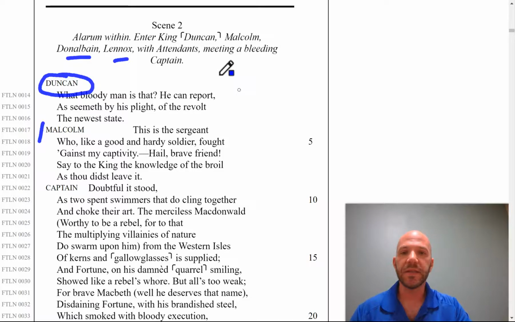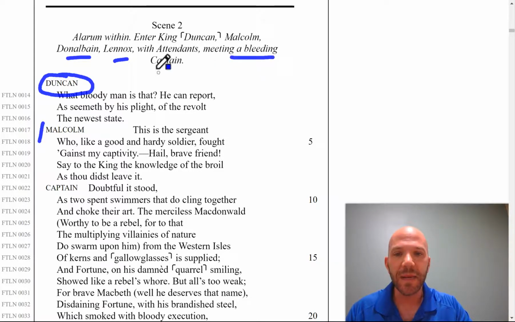And the first thing he says, as they're meeting with a bleeding captain, so we're right by the battlefield. Somebody just showed up covered in blood from the battlefield. And Duncan says, "What bloody man is that? He can report, as seemeth by his plight, of the revolt, the newest state."